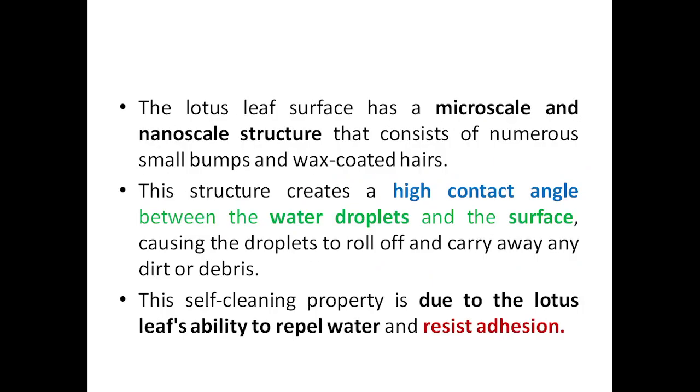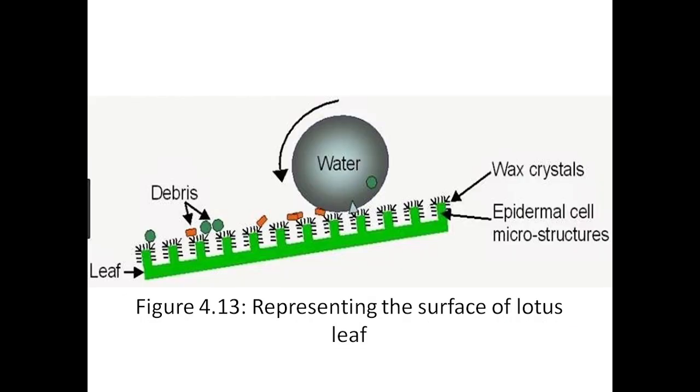The lotus leaf surface has microscale and nanoscale structures that consist of numerous small bumps and wax-coated hairs. This structure creates a high contact angle between the water droplets and the surface, causing droplets to roll off and carry away any dirt or debris. Just now we explained that this self-cleaning property is due to the lotus leaf's ability to repel water as well as resist erosion. What I just explained in the introduction is written here. This is how it looks. You can see this is the structure, and we have the epidermal cell microstructures.